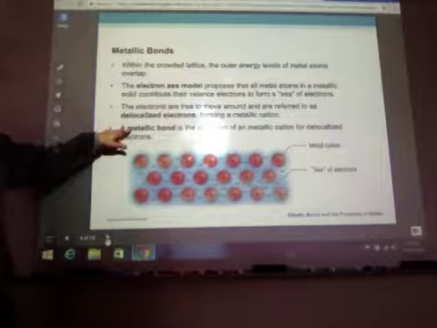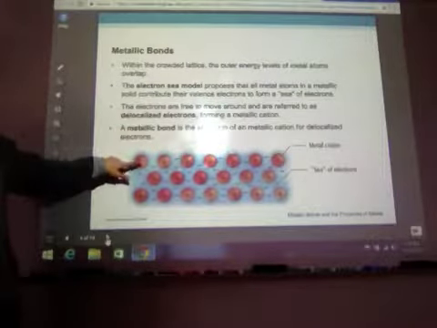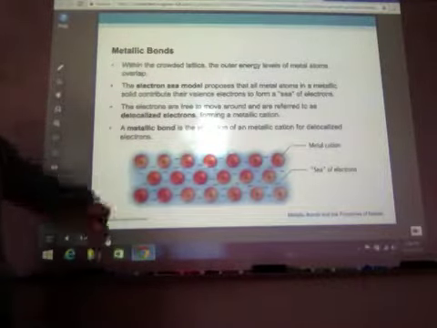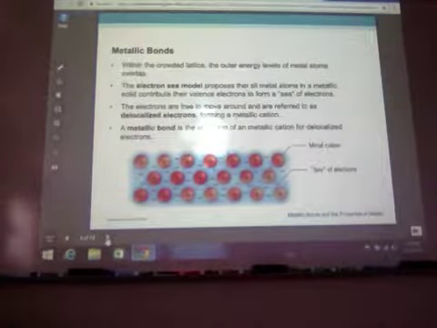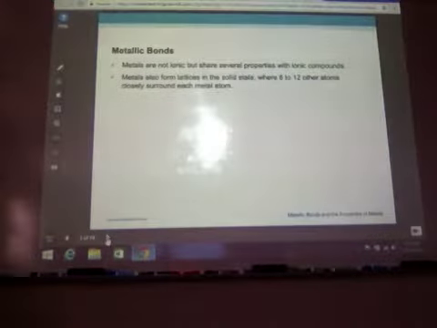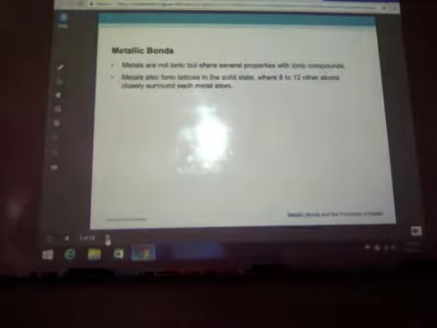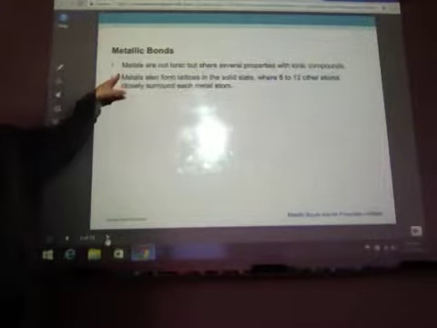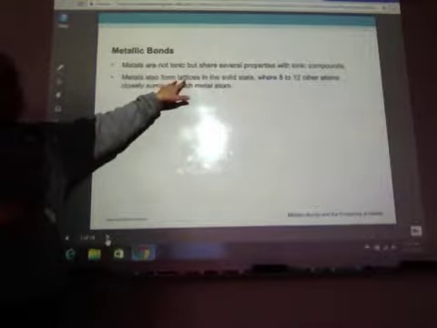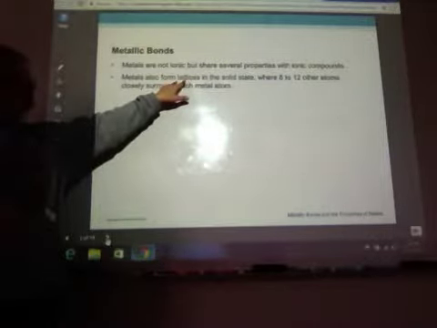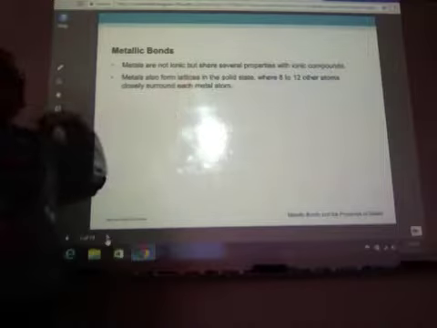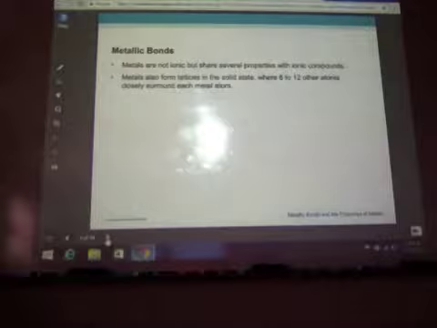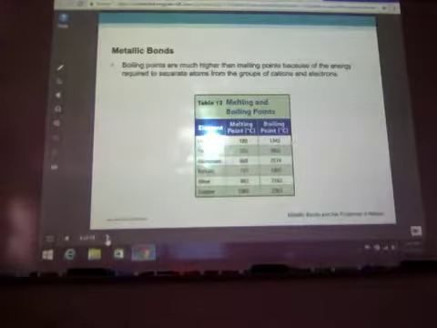So a metallic bond is simply the attraction between the nucleus, or the metallic cation, and the electrons that surround it. So it is different than an ionic bond. So metals are not ionic, but they do share some properties, specifically the conductive part. They also form lattices, which means they're very patterned. 8 to 12 other atoms typically surround the metal atom. That number's just an example. You don't really need to know that.